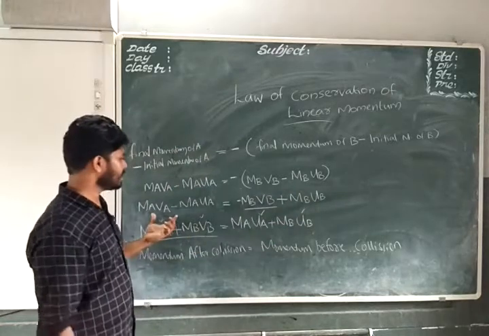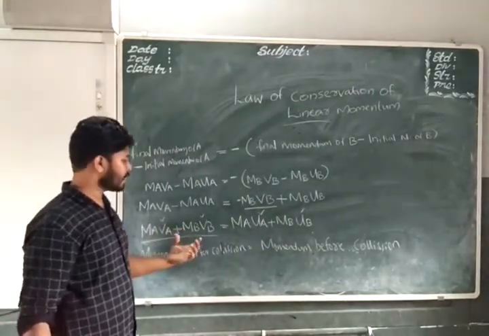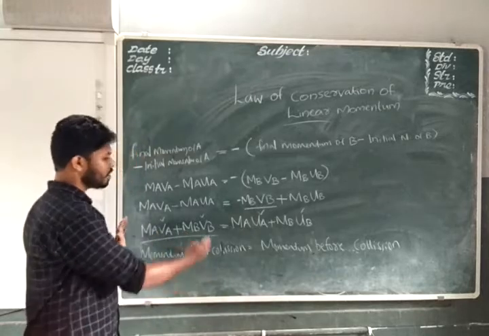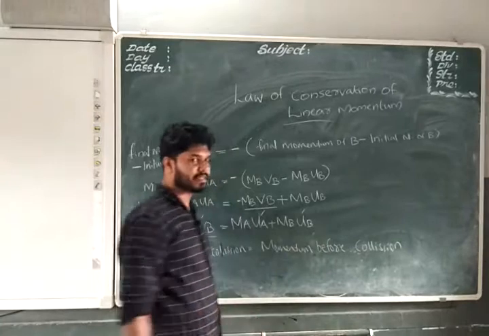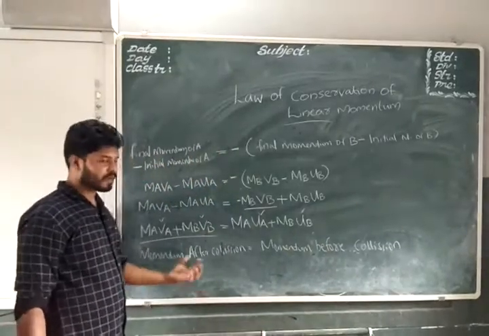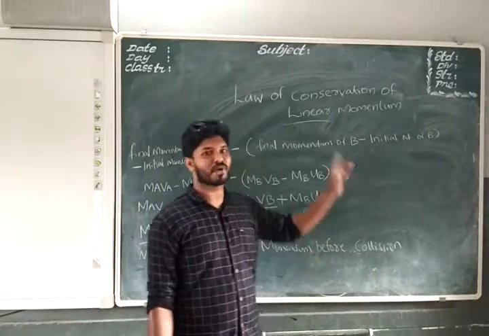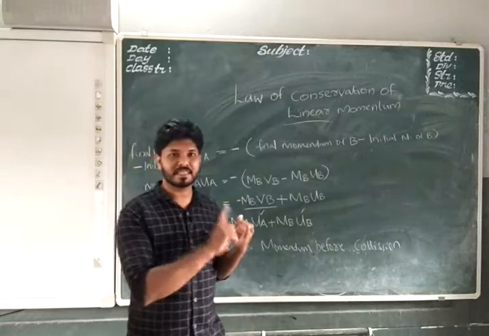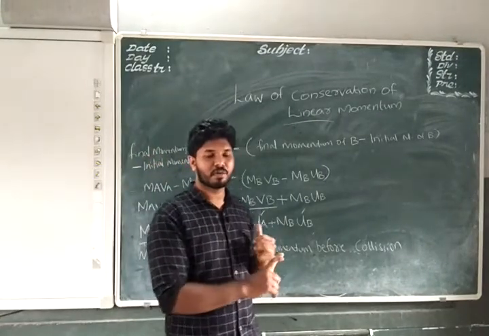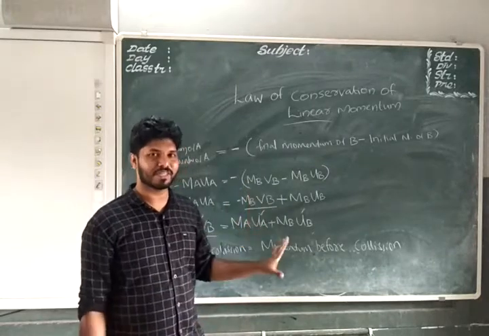And finally, we reach the term MAVA plus MBVB, that is all final velocities on one side and all initial velocities on the other side. That is, momentum after collision is equal to momentum before collision. Hence the proof for the law of conservation of linear momentum. You will be asked to write the statement of the law of conservation of linear momentum and the proof of the law of conservation of linear momentum.